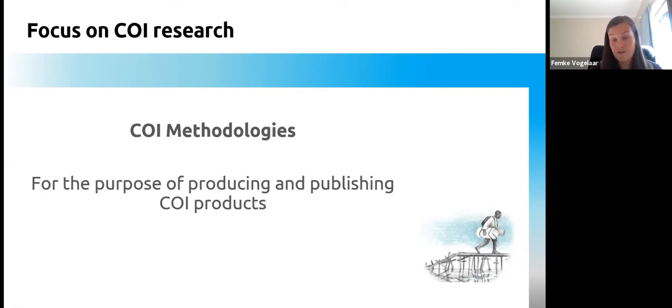When it comes to the EASO COI report methodology, it was purely developed for the purpose of producing and publishing different types of EASO COI reports. So the EASO methodology does not mention the use of principles and standards beyond the use in COI reporting.